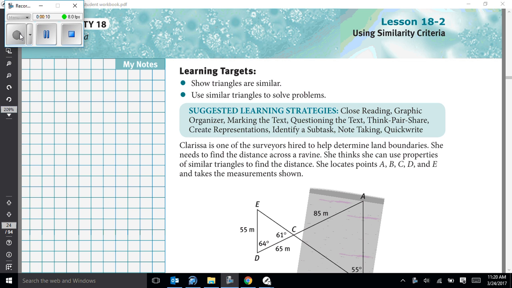The three criteria that we had were size, size, size, similarity, size equals size.